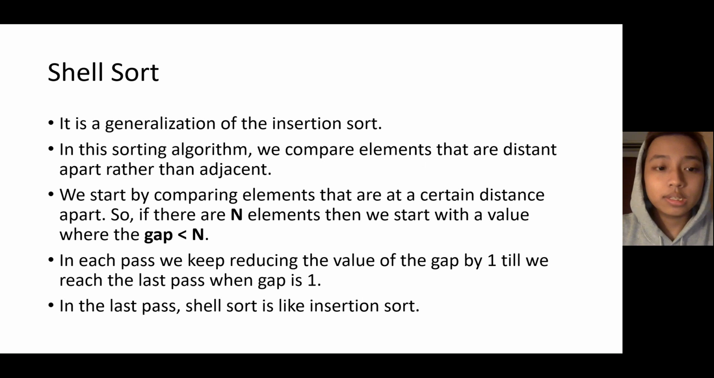What is shell sort? Shell sort is a generalization of the insertion sort. In this sorting algorithm, we compare elements that are distant apart rather than adjacent. We start by comparing elements that are at a certain distance apart. So if there are n elements, then we start with a value where the gap is less than n. In each pass, we keep reducing the value of the gap till we reach the last pass when gap is 1. In the last pass, shell sort is like insertion sort.